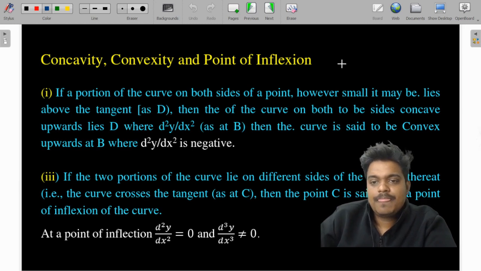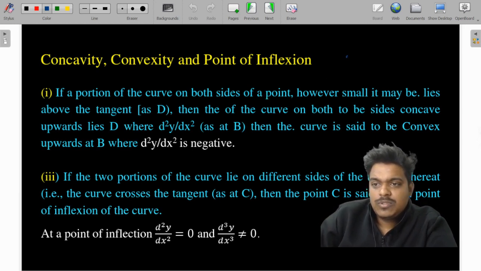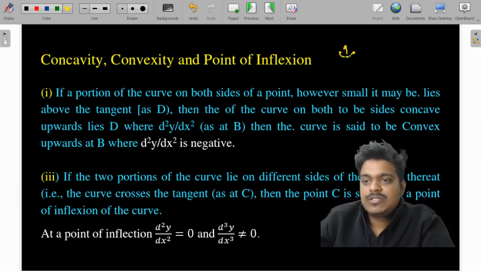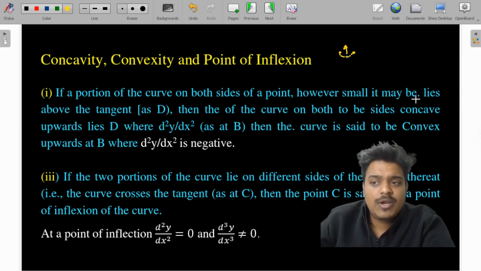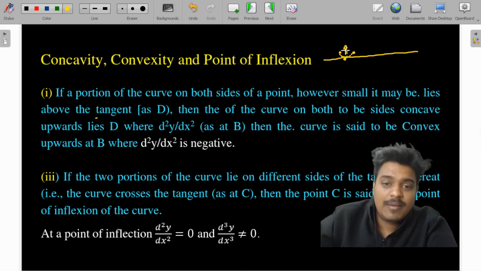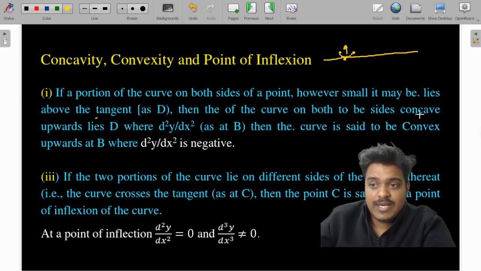Dekho, suppose this is your point. If a portion of the curve on both sides of the point, left and right of it, lies above it, we say that this is concave upwards. If the portion of the curve on both sides of a point, however small it may be, lies above the tangent, so if you draw a tangent here, both the points are lying above the tangent, then the curve is concave upwards.